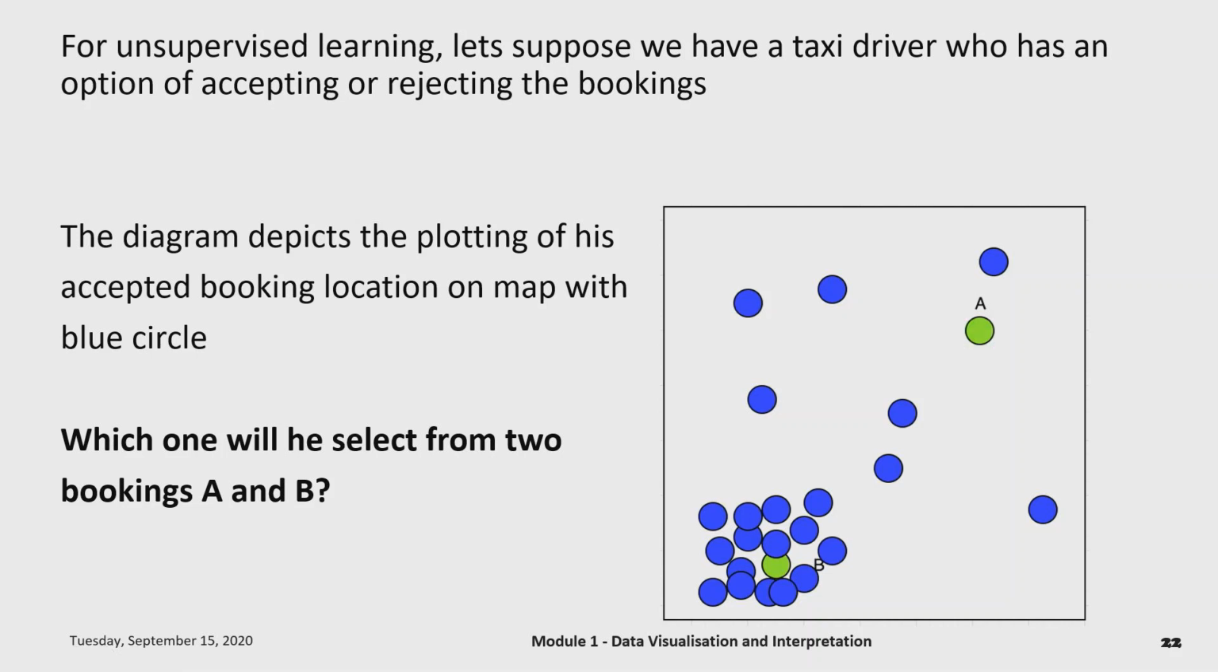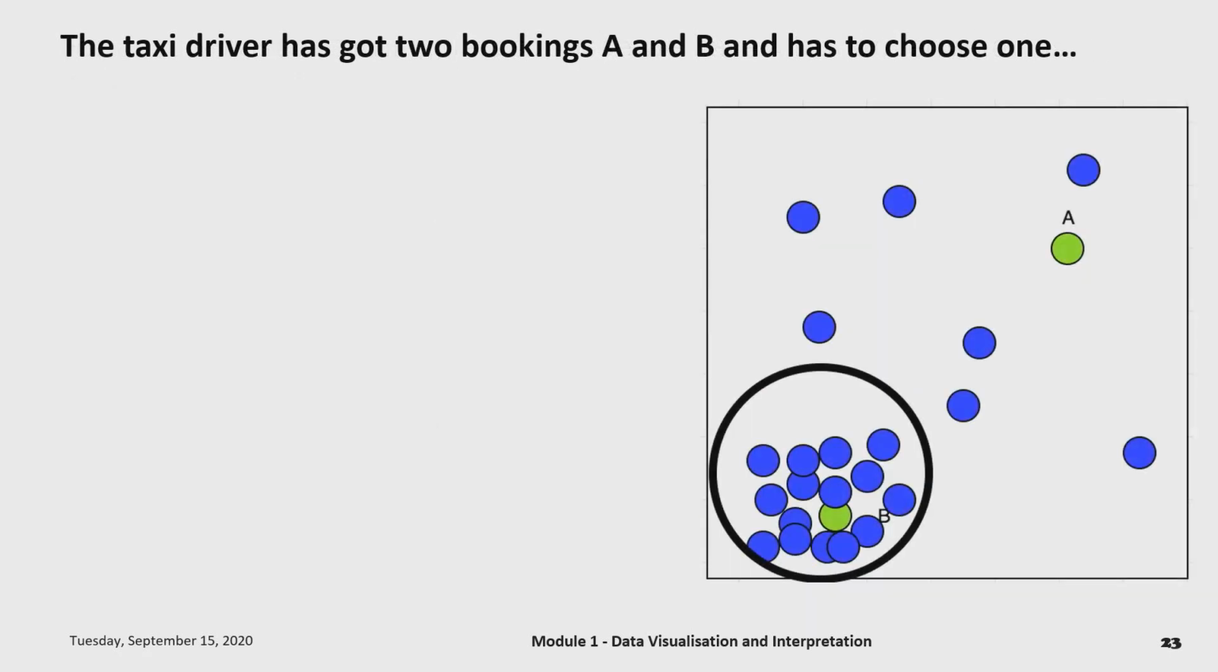Now our problem statement is which one will the taxi driver select? He may select passenger A, or he may select passenger B, but these will be from two different areas. Now for unsupervised learning, we only have the data that he has visited these areas, shown in blue circles. What is the probability of which one will get selected and which one will get rejected? So which one to choose?